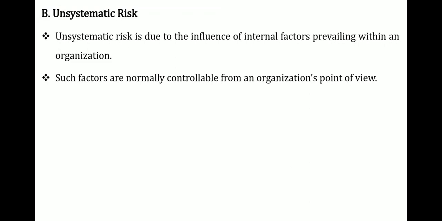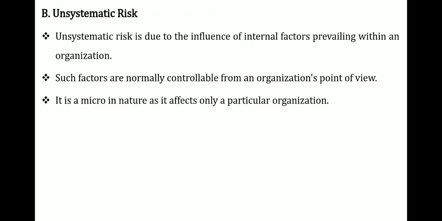We can reduce those risks internally within the organization. The risk can be mitigated. The people who are working in the organization, by taking the right decisions at the right time, can reduce the probability of damage or probability of loss. Unsystematic risk is normally controllable by an organization, and it is micro in nature, as it affects only a particular organization. It is very small in nature. It affects only a particular organization, or only a particular aspect in the organization.